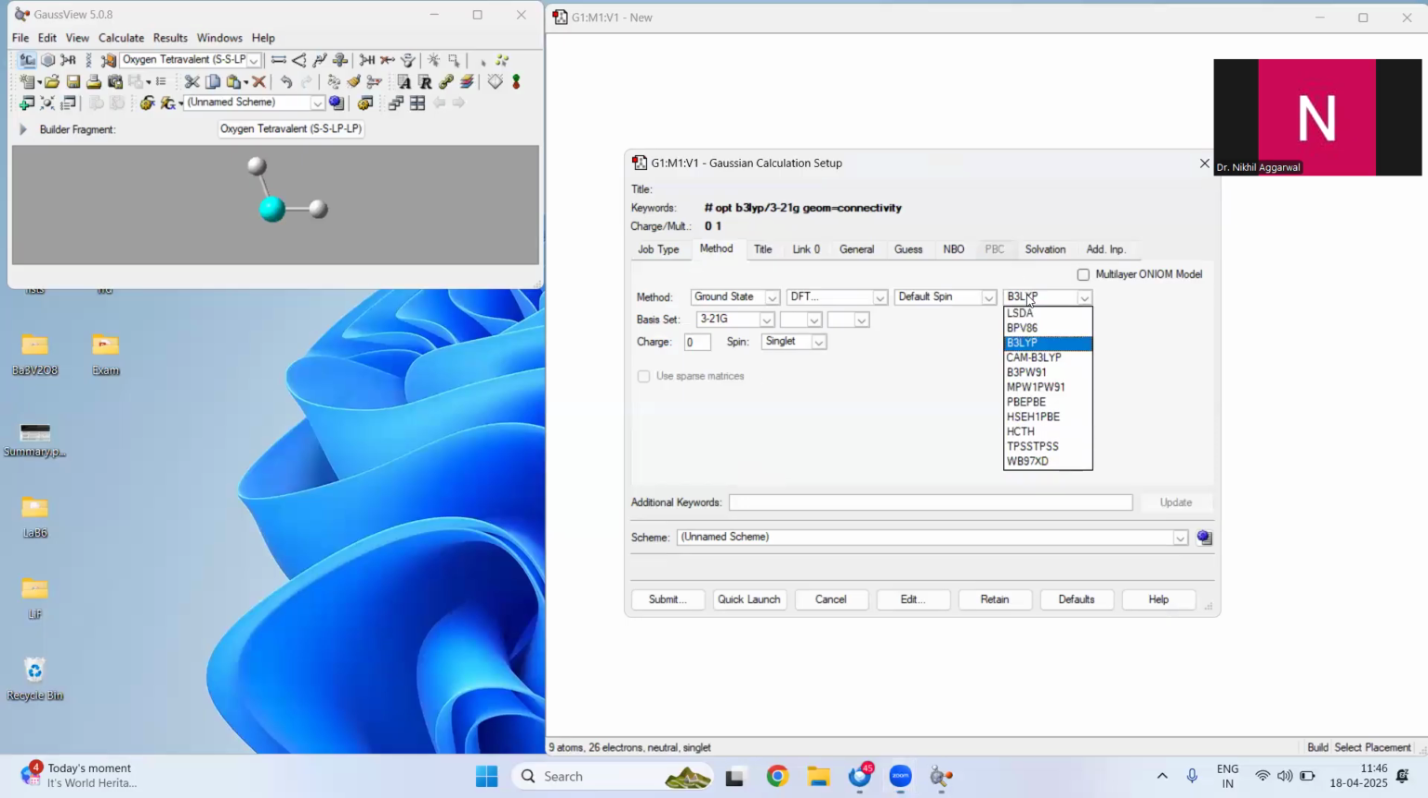Now, coming back over here. So this is B3LYP, and then you have got omega B97XD, you have got CAM-B3LYP. So these are the three most often used functionals. And out of the three, we generally go with the B3LYP.